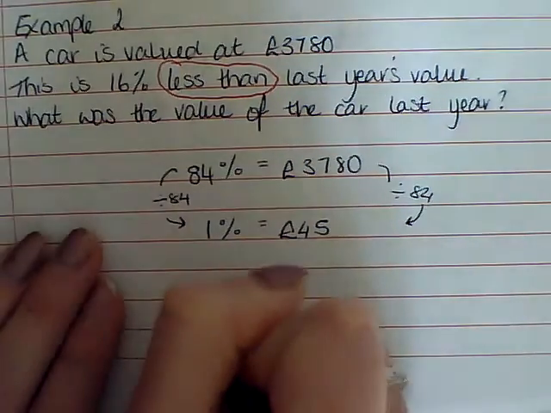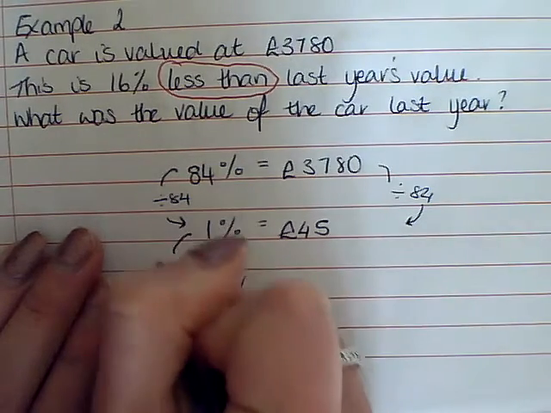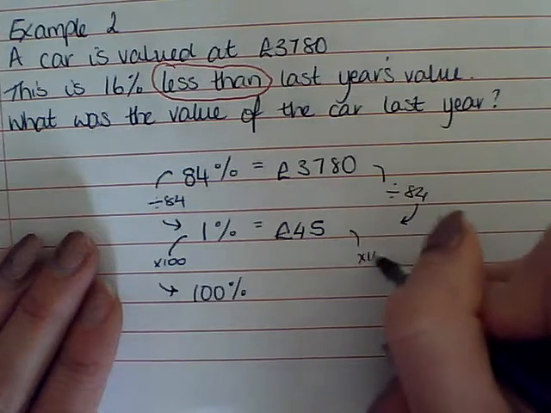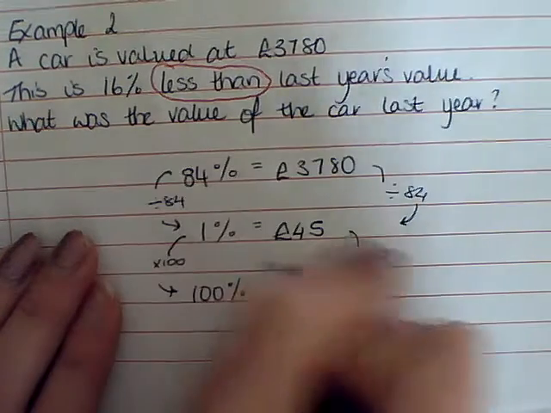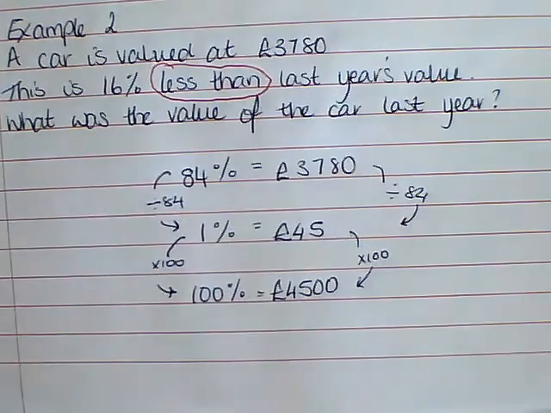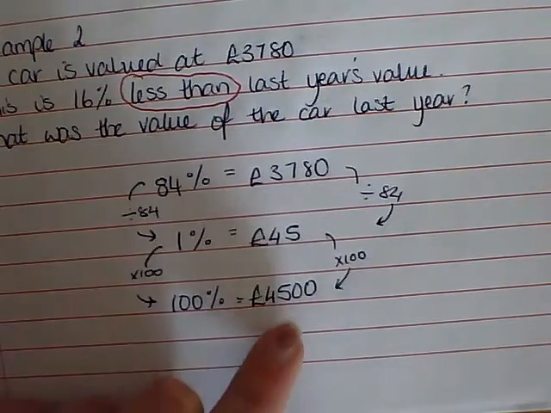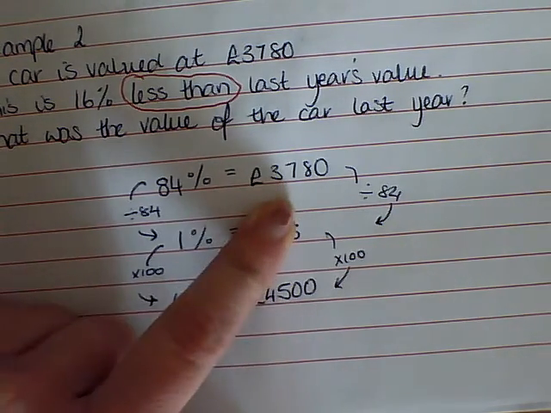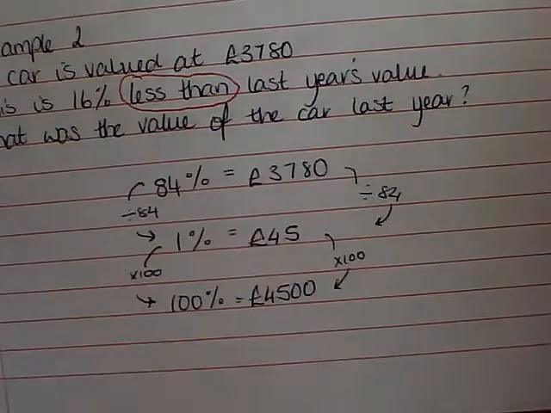I want 100% though. I want to find out what it was last year. So I need to then times both sides by 100. 4,500. So last year the car was worth £4,500, but this year it's worth 16% less, so it's worth £3,780.